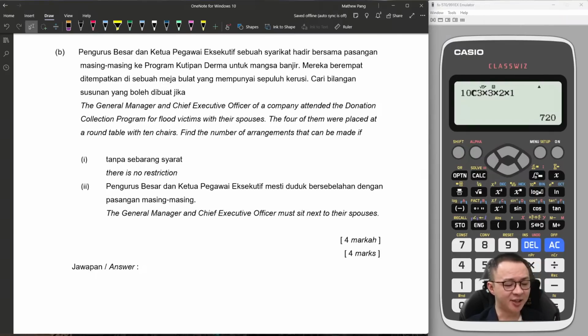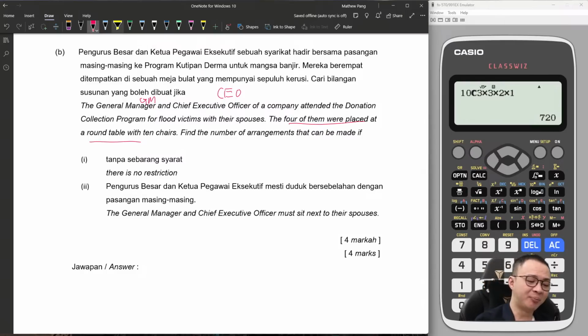The general manager and the chief executive officer, CEO, of a company attend a donation collection program for the flood victims with their spouses. So the 4 of them. Basically, the CEO brings his wife, and the GM also brings his wife. So the 4 of them were placed at a round table with 10 chairs. Find the number of arrangements that can be made. Part 1, if there is no restriction.